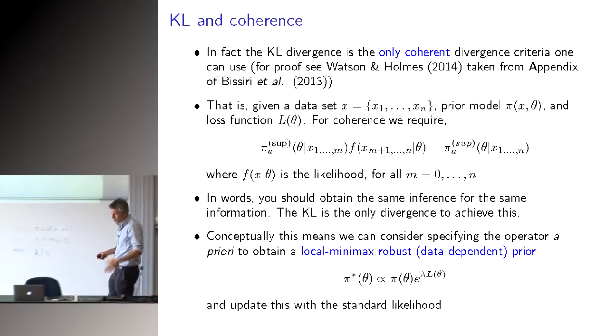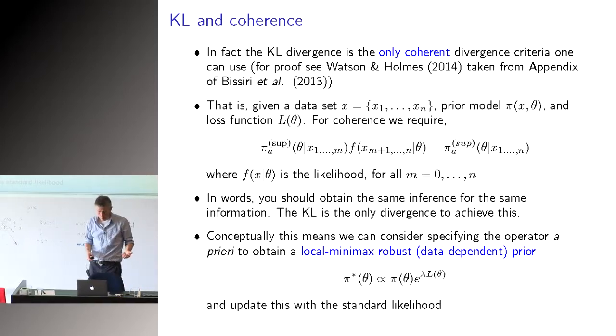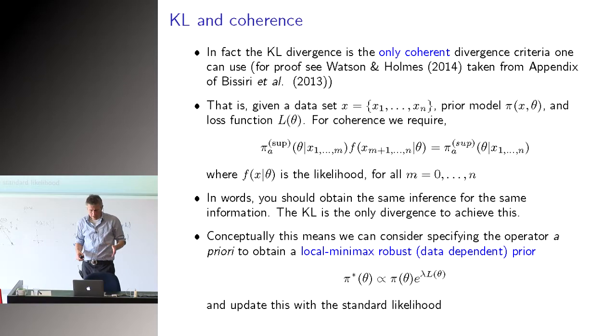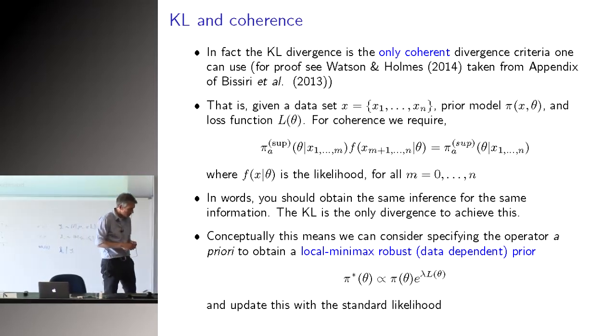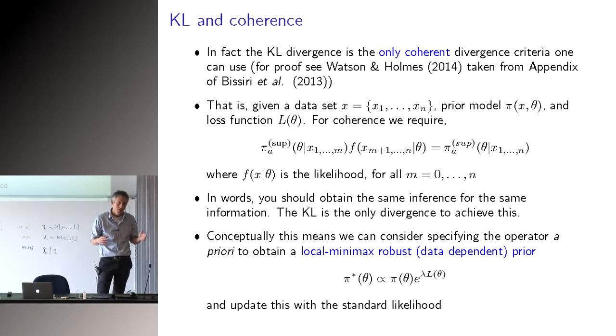And what we have shown is that the Kullback-Leibler divergence is the only measure you can use. It's kind of surprising. Yeah. It's the only coherent divergence measure. Okay, so what do I mean by that statement? What I mean is that by coherency, I mean that it's invariant to the presentation of the information or the data.